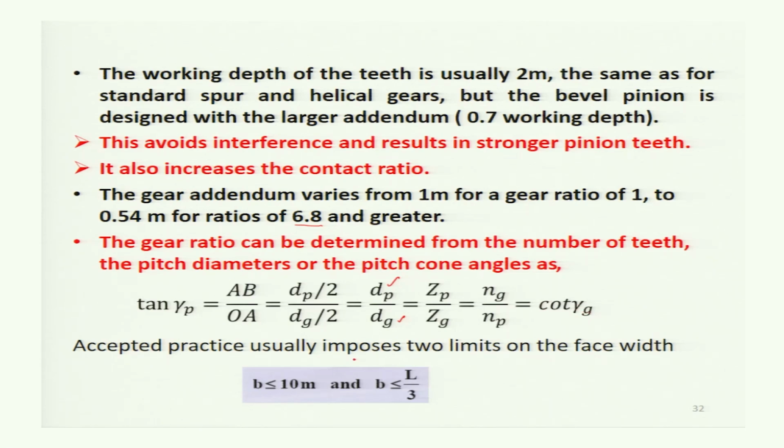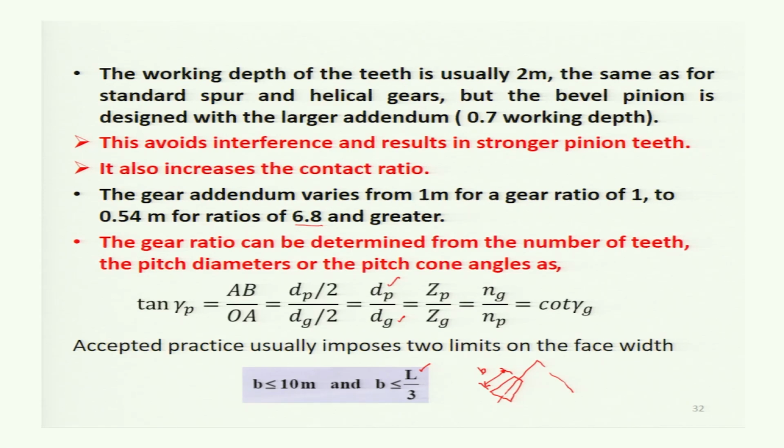Accepted practice usually imposes two limits on the face width of the gear tooth. This one was the gear tooth, this is the pitch cone. So this length is the face width B. The limit imposed is that B should be less than or equal to 10 times module, or B should be less than or equal to L, where L is the cone length divided by 3.